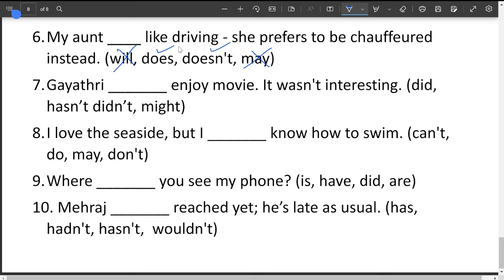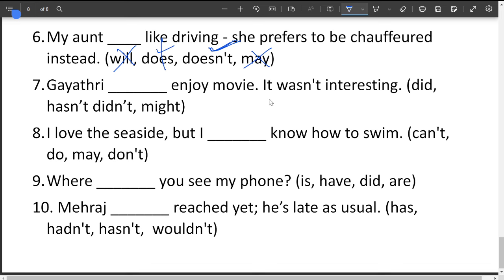Now, my aunt does like driving. She prefers to be chauffeured instead. So if she likes it, she prefers something, or if she doesn't like driving, she prefers something. She doesn't like something, that's why she prefers to be chauffeured. So eliminate does, go with only doesn't. She doesn't like driving, that's why she prefers something.